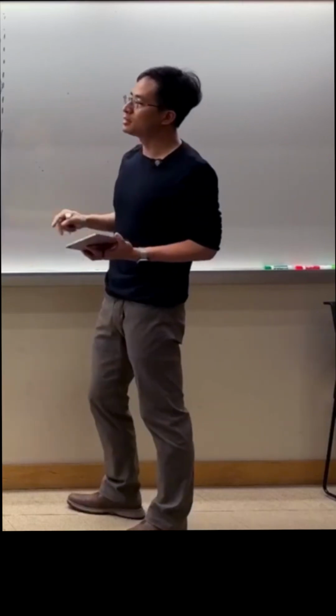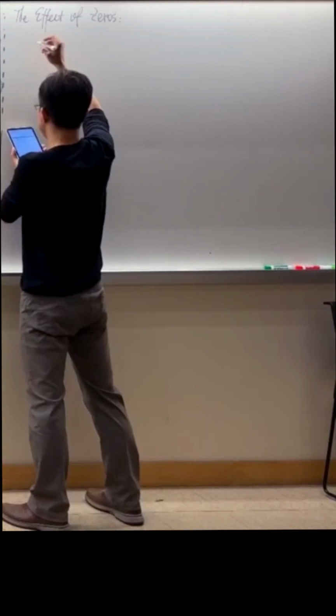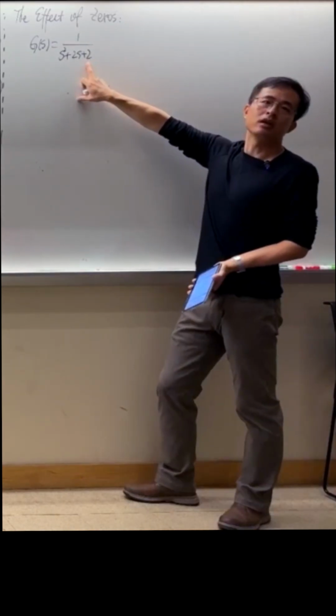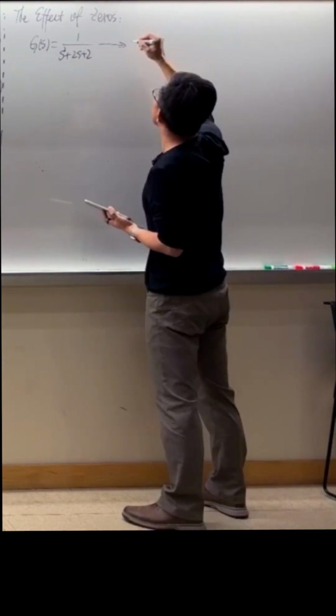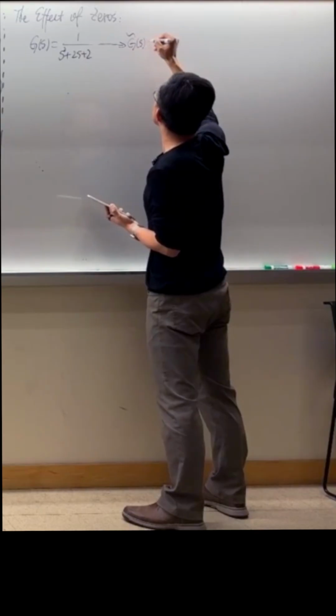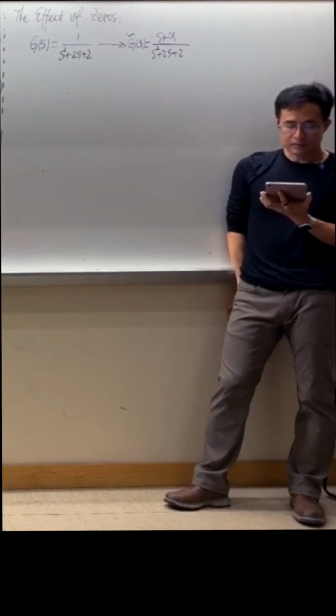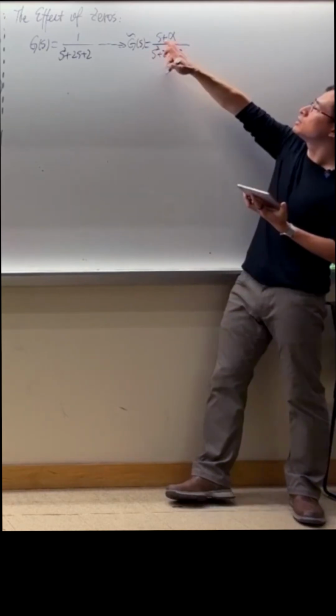The next thing is the effect of zeros. Let's start with still a second order system. This one we now know how the response will look like. What if we have G tilde of S? That is this. It has a zero located at S equal to negative alpha.